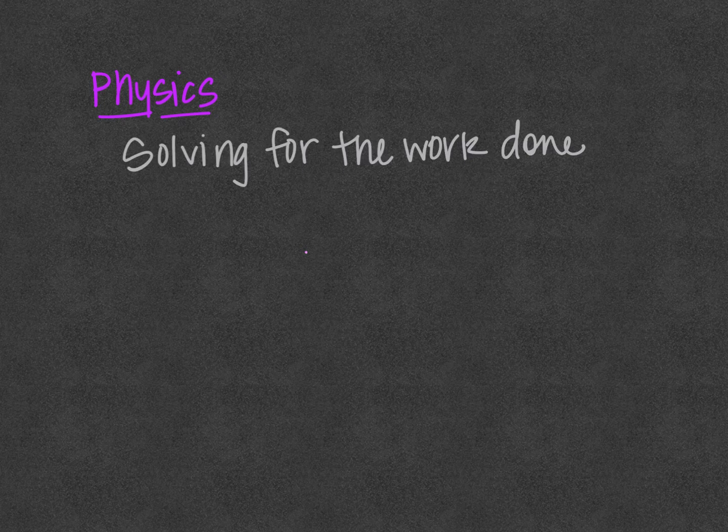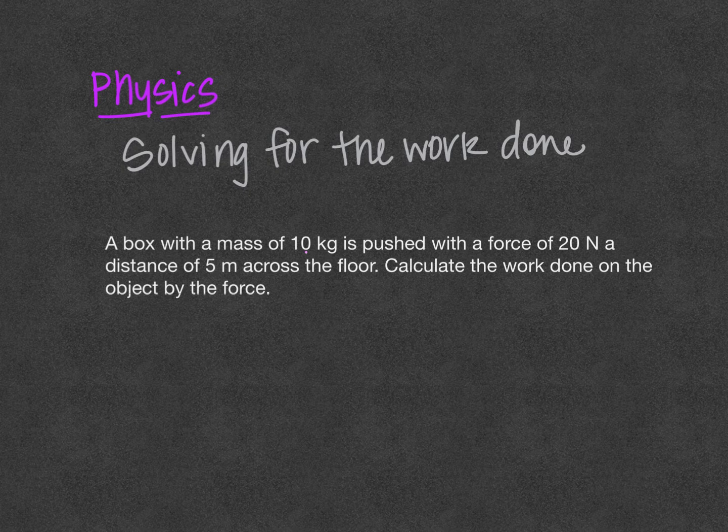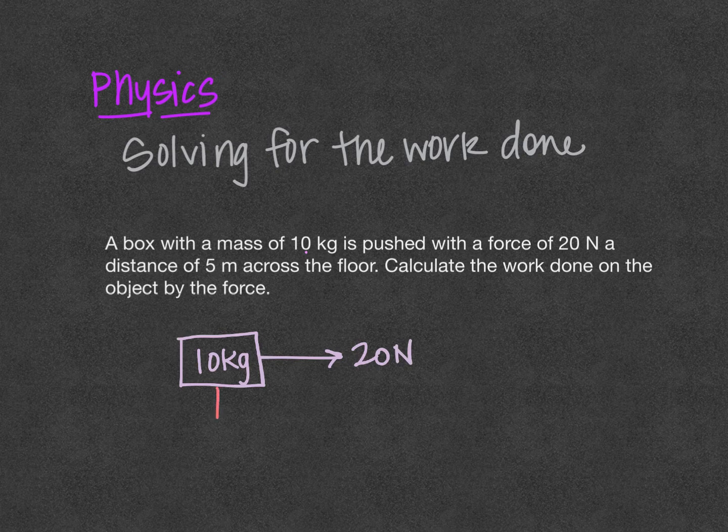Let's look at some examples of solving the work done on a system. So in this example, we have a 10-kilogram box that's being pushed along the floor with a force of 20 newtons. The box moves a distance of 5 meters across the floor. The work done on the box by the force will simply be F times D.